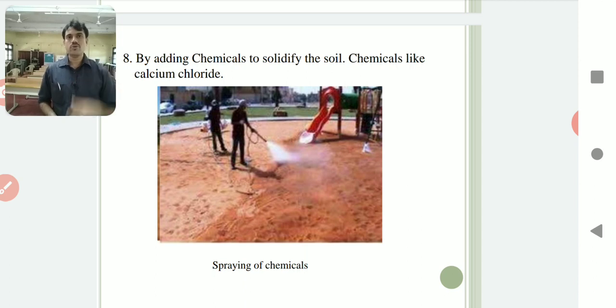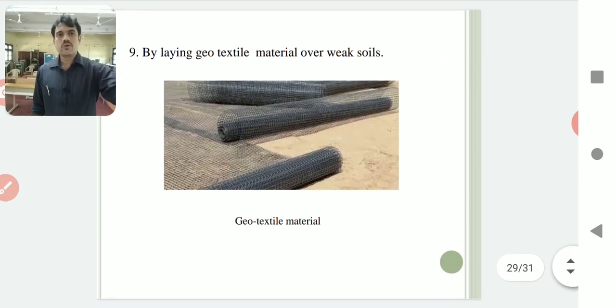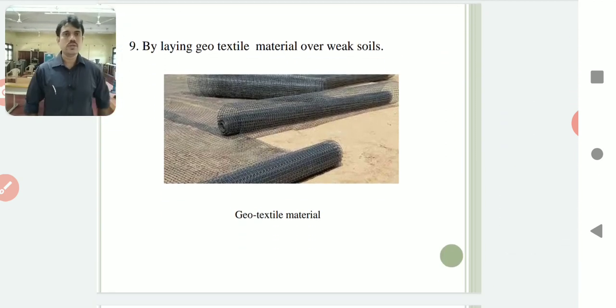Normally we are going to use calcium chloride, or sometimes we can have another type of chemicals like soda silicate. That means diluted soda silicate or calcium chloride. So it is mixed with soil and is quite natural. The ninth one is by laying geotextiles.